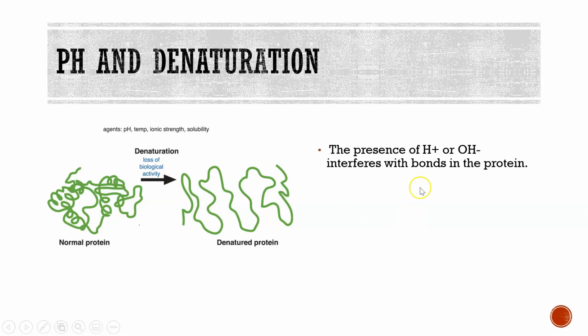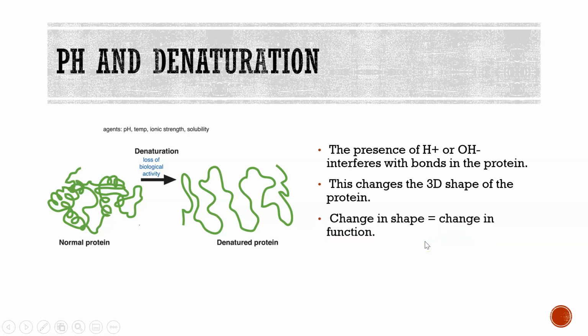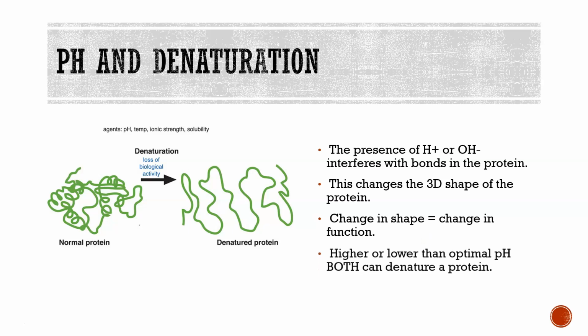The presence of hydrogen and hydroxide interferes with the bonds of the protein. Sorry, these are ions, remember. This changes the 3D shape of the protein. Change in shape equals change in function. It is no longer active in the role that it was playing. Higher or lower pH than its optimal pH will both denature a protein.